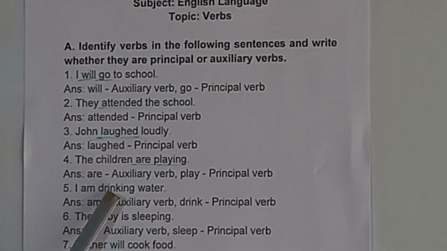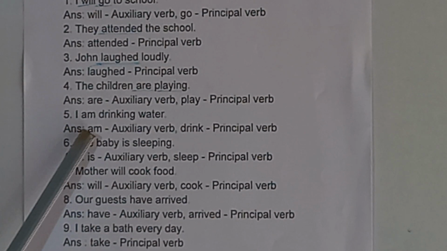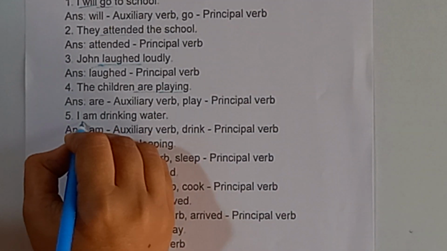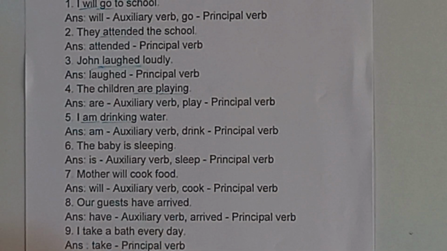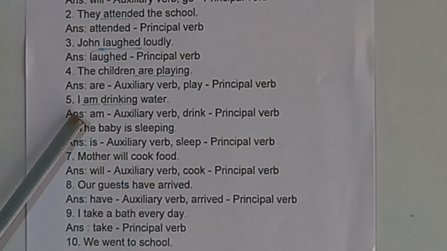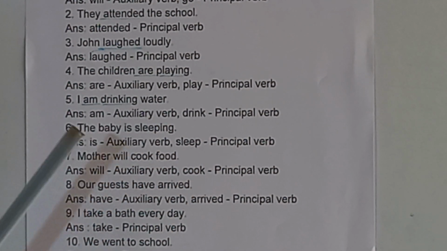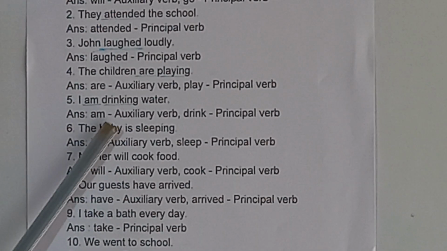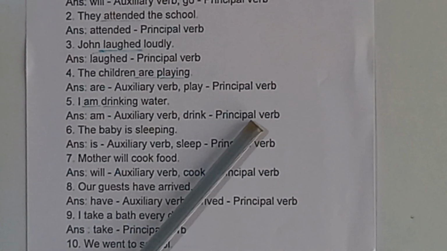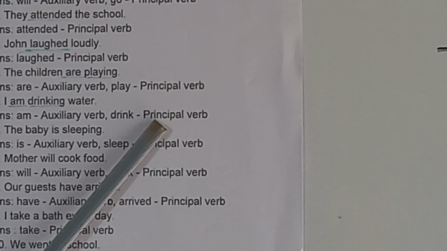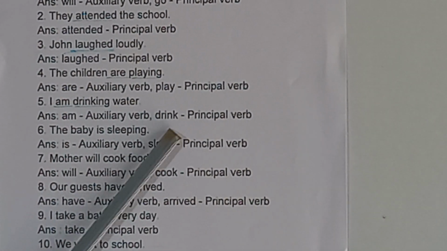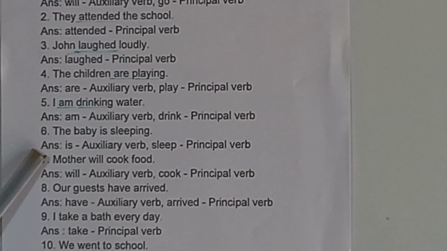Now number 5, I am drinking water. So now look, how many verbs are there? There are two verbs, am and drinking. So am is the auxiliary verb, that means to be verb, and here drink is the principal verb because it takes the help of the auxiliary verb, and the word drink has its own meaning and it is an action word. Now number 6, the baby is sleeping.